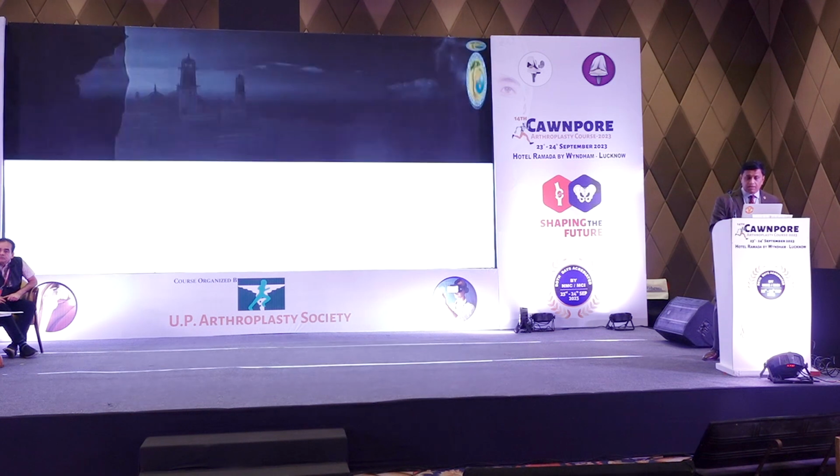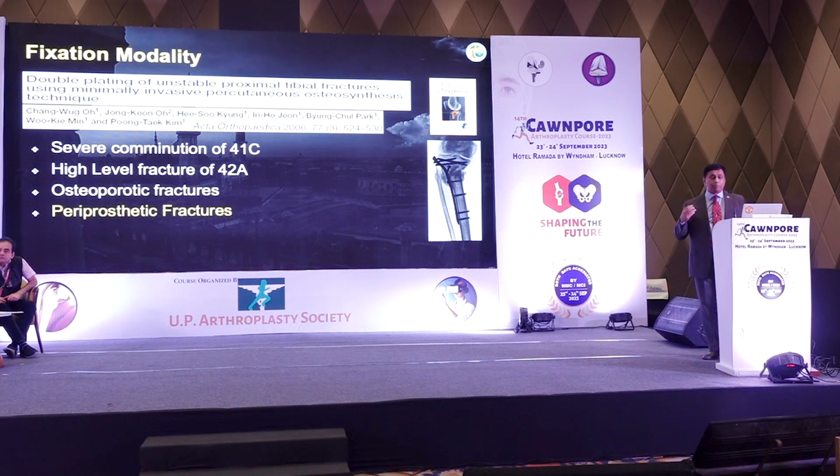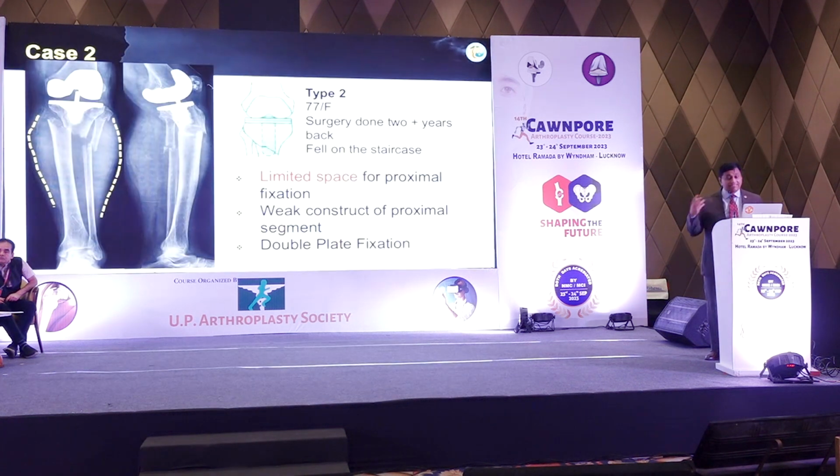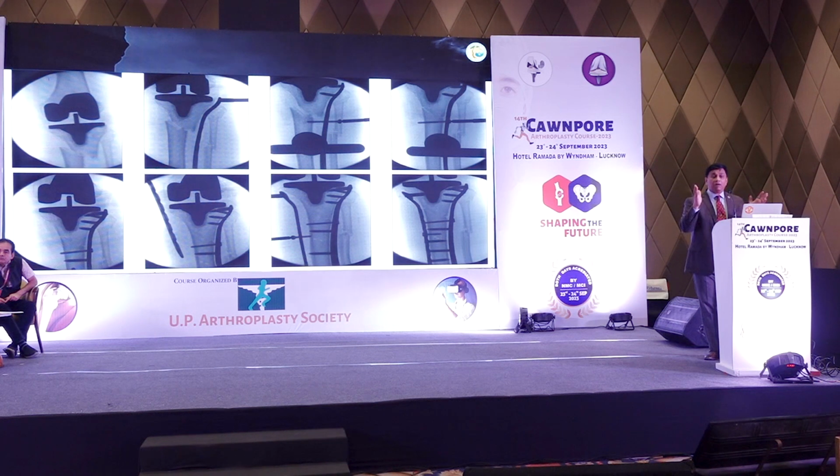screws. And this was a landmark paper published in the Acta Orthopaedica, written by CW from Korea, who advocated for the first time for dual plating. Even at that point in 2006, he had advocated periprosthetic fractures as being one of the indications where dual plating should be done. An example of that, a 77-year-old lady, type 2 fracture. But the amount of bone available is very minimal. You cannot achieve adequate fixation with one plate. Therefore, 2 plates applied by MIPO, a biologically friendly technique.